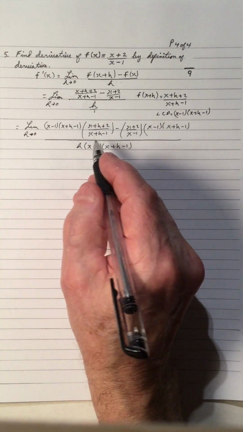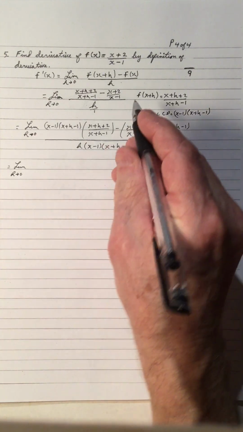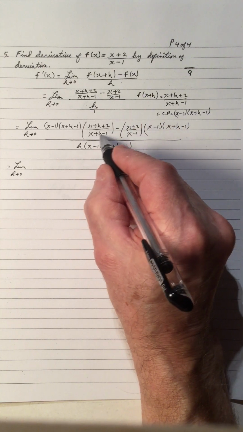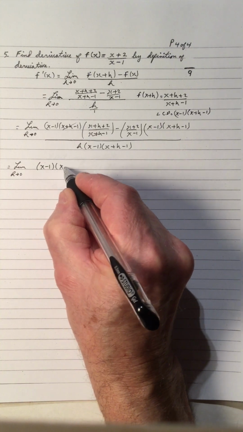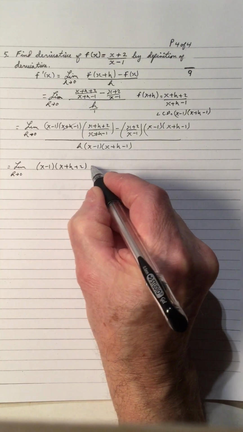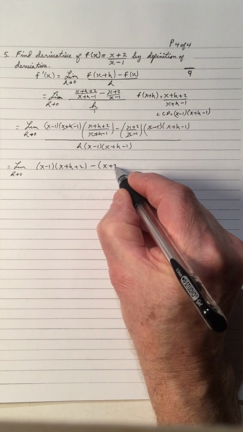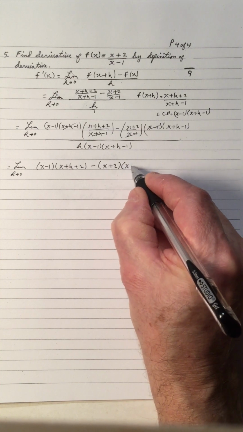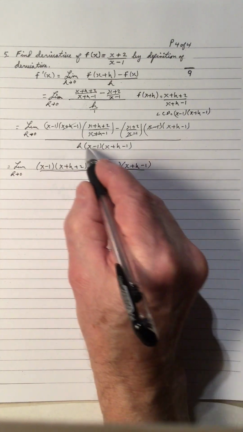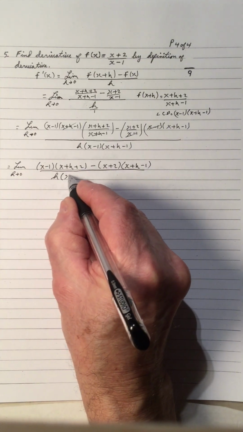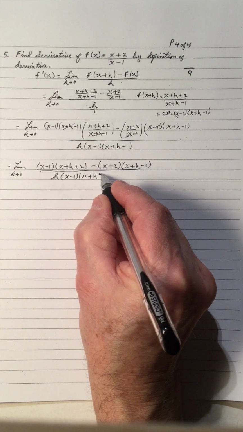There it is. That means doing it this way, even though it takes longer to write out, all the denominators should cancel. So x plus h minus 1 cancels. So I have x minus 1 times x plus h plus 2. Subtract. And this denominator cancels out. So I get x plus 2 times x plus h minus 1. All over. There's no cancellation here, so I get h, x minus 1, x plus h minus 1.